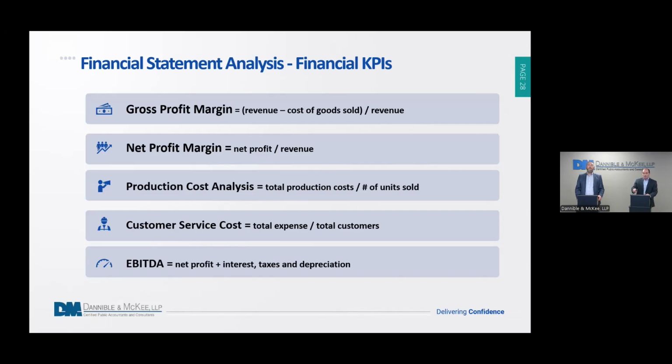The next KPI is production cost analysis. This will be more geared towards a manufacturing company. You're going to look at your total production cost divided by the number of units sold. And you can track that on an ongoing basis to see how much it is taking to create one unit that is going to be sold. Is it trending upwards? Is it trending downwards? And why might that be? So the year-over-year analysis is really key.